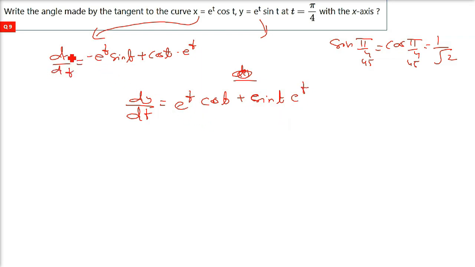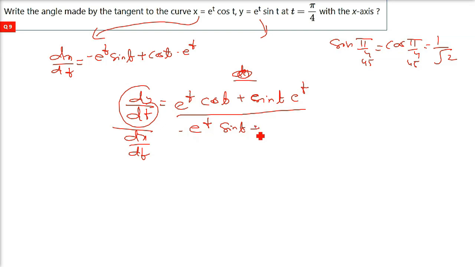And dy by dx will be found out by dividing by dx by dt, meaning putting it in the denominator. So I am just putting this negative e raised t sin t plus cos t e raised t. Since e raised t is everywhere, just cancel it out, or you can say divide every term by e raised t, numerator and denominator. So you will get cos t plus sin t divided by, because it is negative sin t plus cos t, I am writing it as cos t minus sin t.